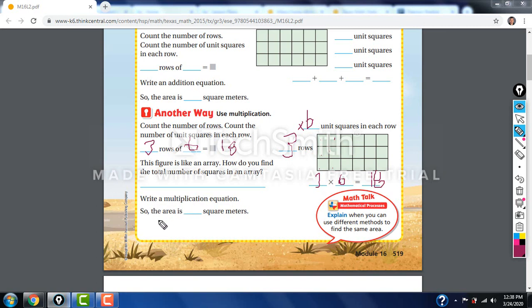So write a multiplication equation. So the area is how many square units? That is 18. And here's your multiplication sentence right there.